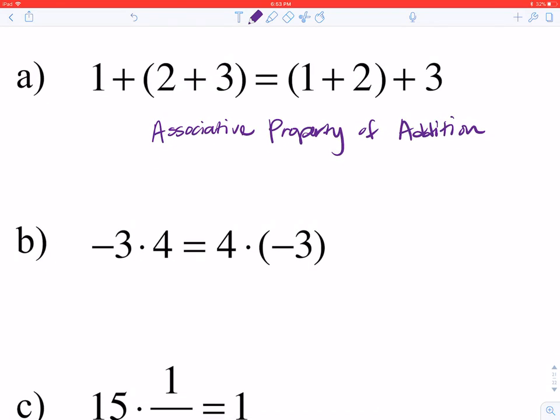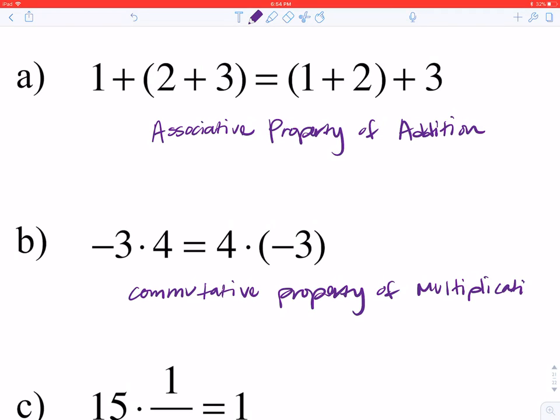Okay. Now in B, multiplication is happening, and it looks like the factors are switching. The factors are moving around or commuting. So we have the commutative property of multiplication.